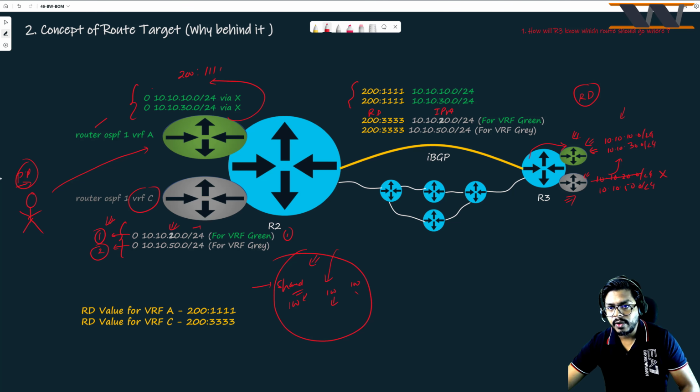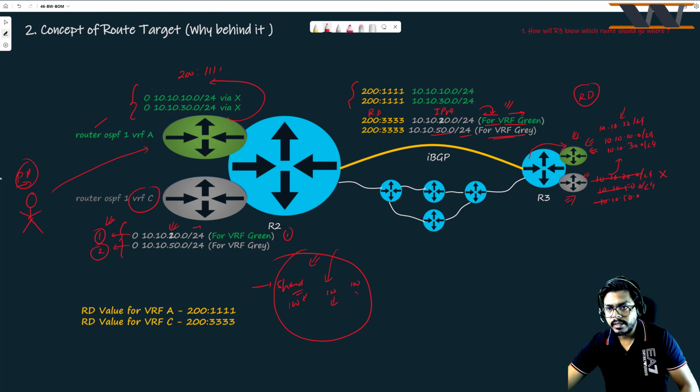this is my IPv4 route. Along with that, I am just giving some more information to the BGP process at the destination: this route is for green VRF and this route is for gray VRF. And when this router R3 sees this little piece of information, it will send the 10.10.20 here, and it will send the bottom route, which is only for the gray VRF, right here, 10.10.50.0, which is right here previously also, right?